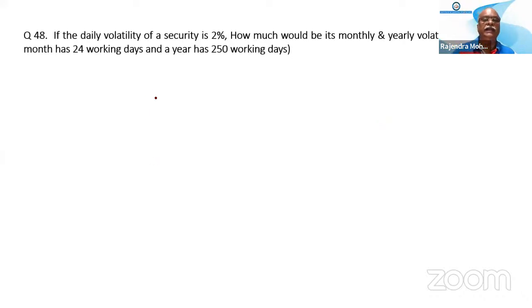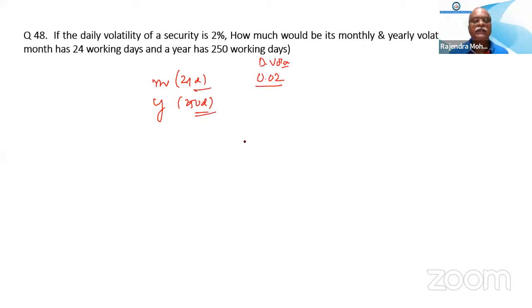If the daily volatility of a security is given at 2%, how much would be its monthly and yearly volatility? Assume month has 24 days and yearly has 250 days. Daily volatility is given as 2%. 2% is equal to, say, 0.02. Find out monthly volatility and annual volatility.